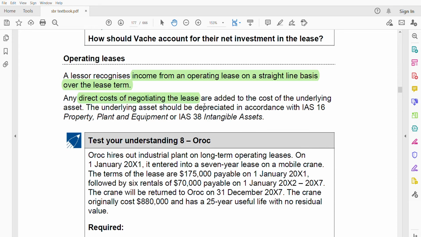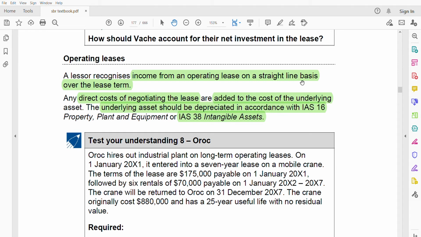So what should you do with this? Are added to the cost of the underlying asset. Yes, it will be added to the asset, that leased asset. So the underlying asset should be depreciated in accordance with IAS 16, or IAS 38 if it's an intangible asset.